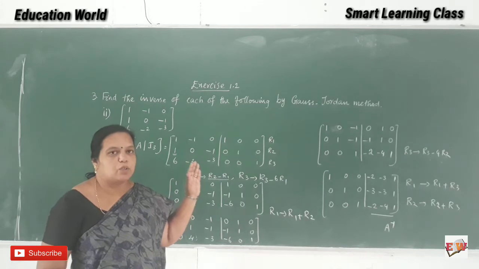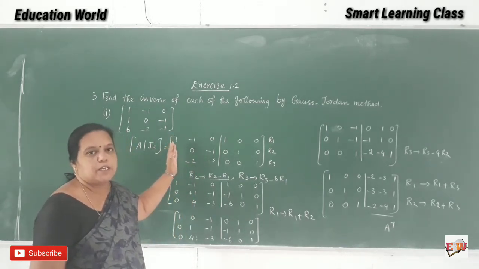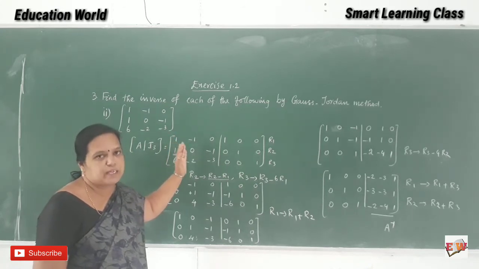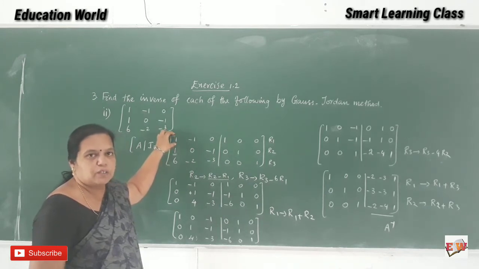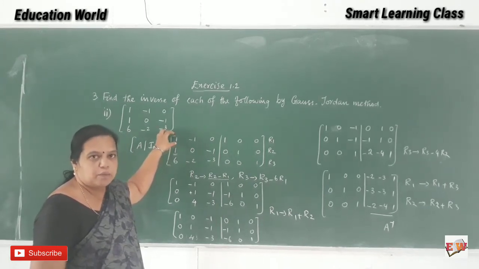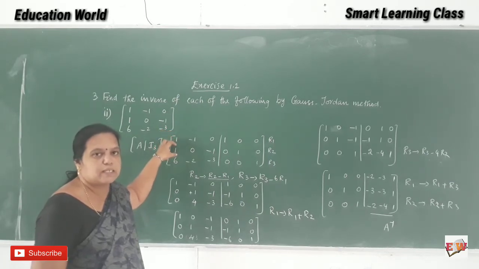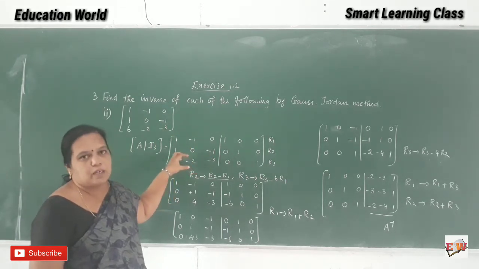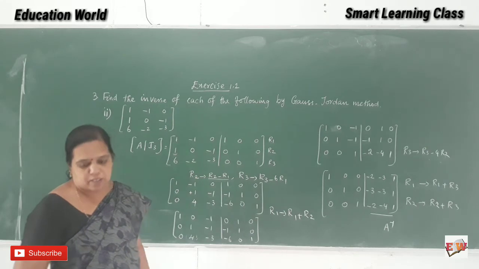Okay. So we have to concentrate one by one, especially column wise. Suppose if you are going column wise, it is very easy. Why? Because first we are changing all the entries below the pivot elements to 0. So column wise, if you are doing the elementary row operations, it is very easy to find the inverse of the given matrix.